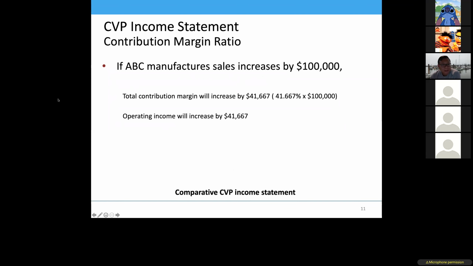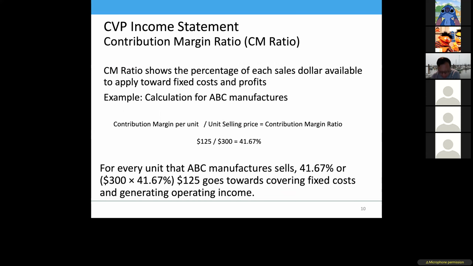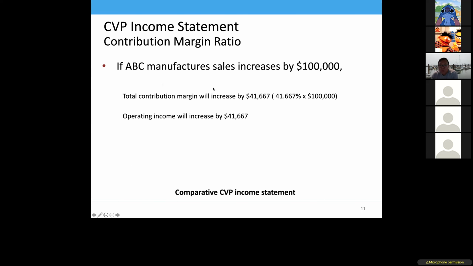Okay, so if ABC Manufacturers' sales increase by 100,000, the total contribution margin will increase by the contribution margin ratio times the increase, which is 41,667. And therefore, the operating income will increase by 41,667. Does this make sense? Yes, Professor. Yes, thank you, it does.